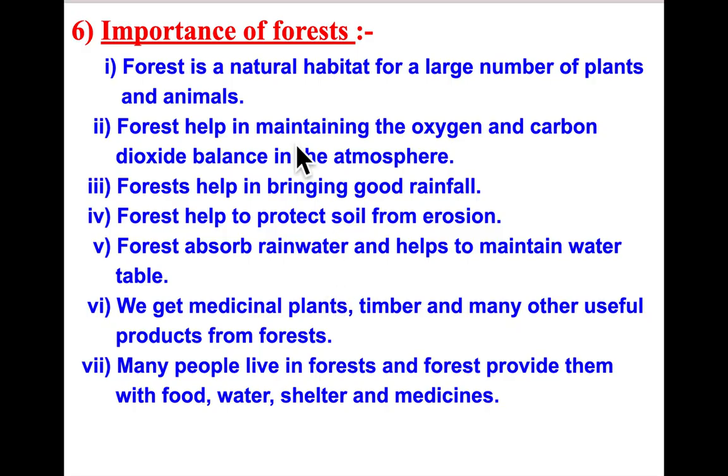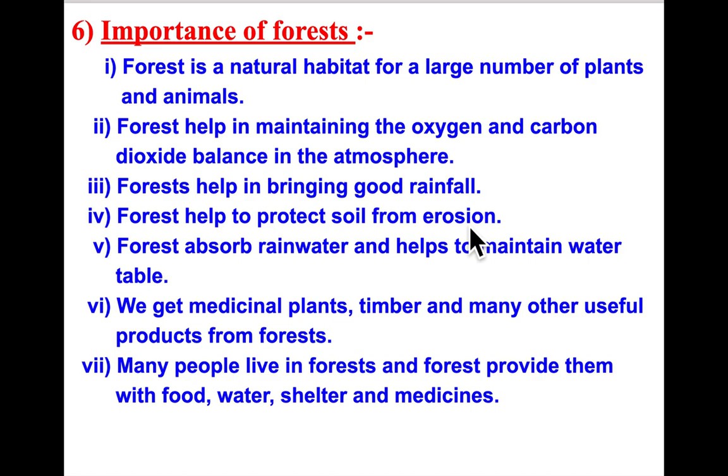Hence, we discussed the importance of forests. Forest is a natural habitat for a large number of plants and animals. So many plants and animals can live over there. Forests help in maintaining the oxygen and carbon dioxide balance in the atmosphere. Forests help in bringing good rainfall. All of you know that plants and trees through transpiration release excess water in the atmosphere which is helpful in bringing rain. Forests help to protect soil from erosion.